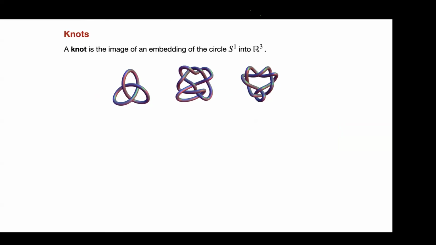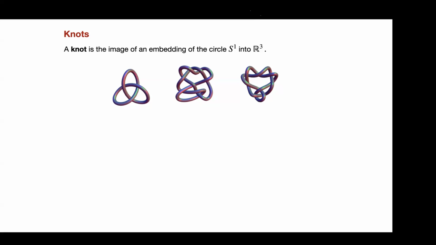Well, I'm primarily interested in knot theory and low-dimensional topology. A knot is just, let's see. I'm not sure which view is better. Oh, there, that's pretty good. Yeah, there we go. That's pretty good.